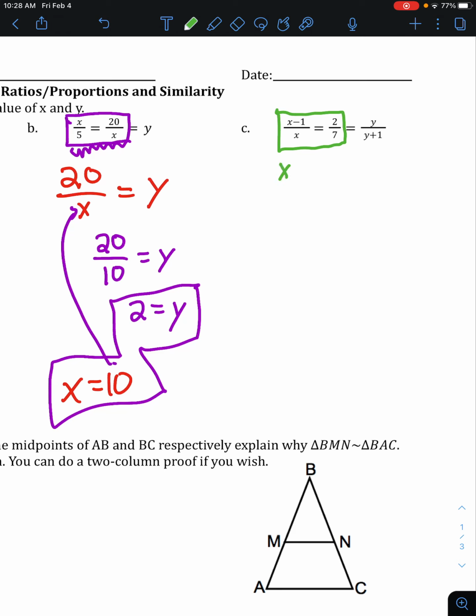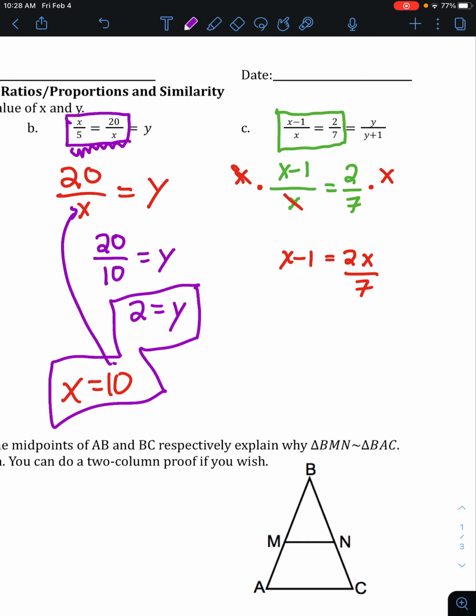So we can say x minus 1 over x equals 2 over 7. Okay, we have an x in the denominator. We want to solve for x. We want it out of the denominator. So we're going to multiply both sides of the equation by x. Canceling, we get x minus 1 equals 2x over 7.